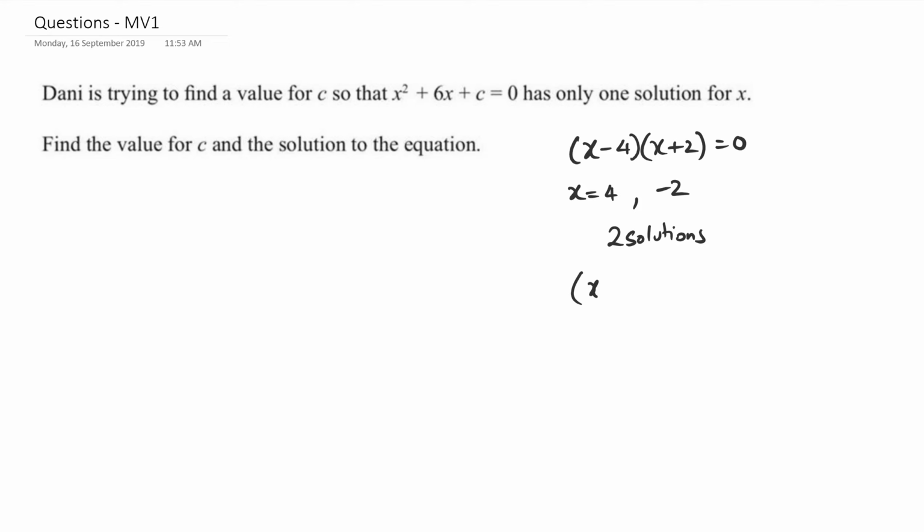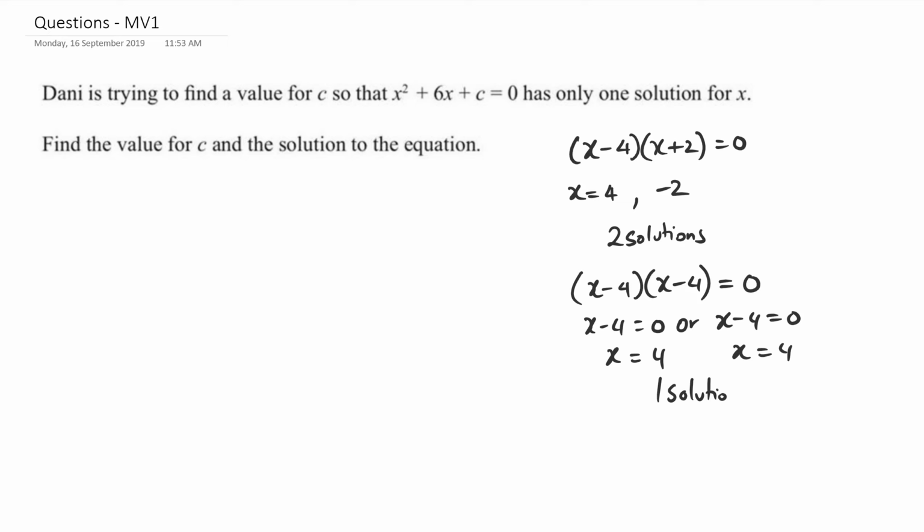So for one solution, the brackets are going to look exactly the same, because you're going to end up with x minus 4 equals 0 or x minus 4 equals 0. Because they're the same thing, you get x equals 4, and in this situation you've actually got one solution. So that means the two brackets are going to be the same.